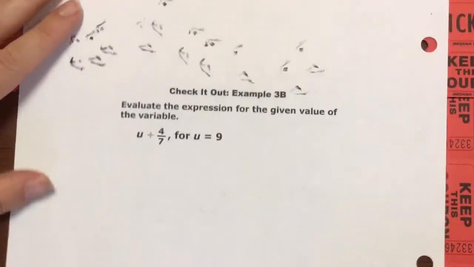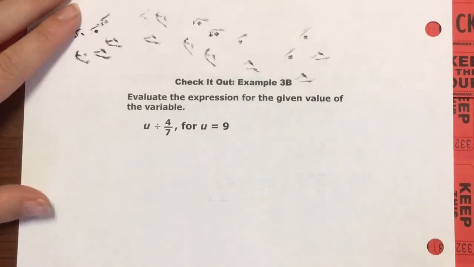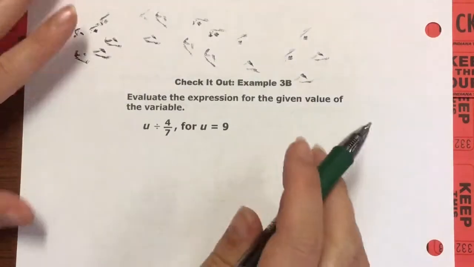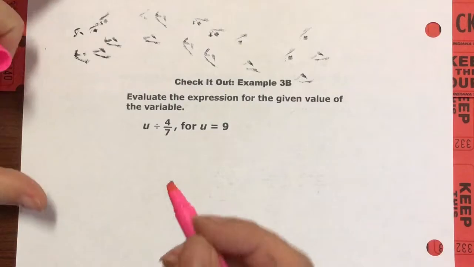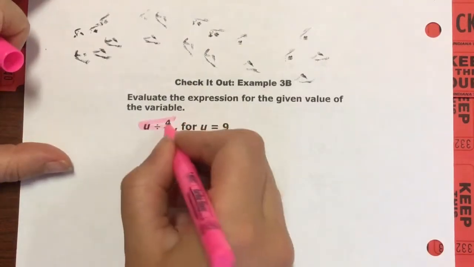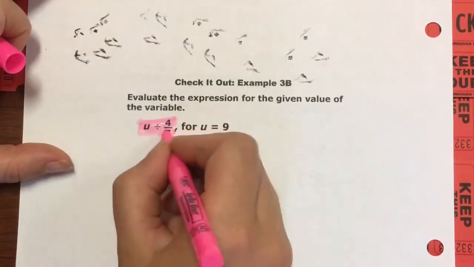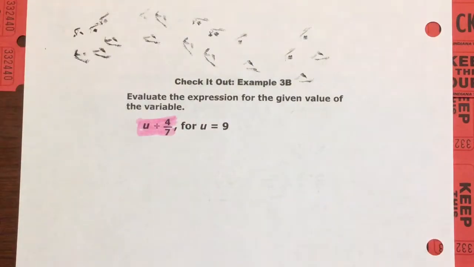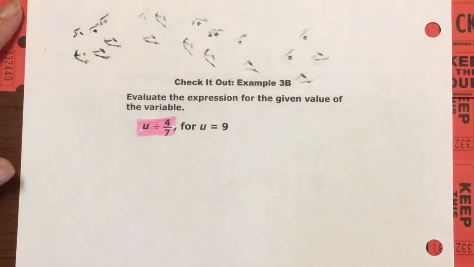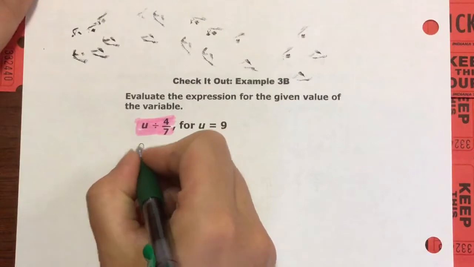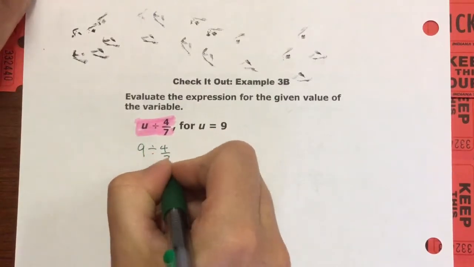Check It Out Example 3B. Okay, we're going to evaluate the expression. This is the wonderful expression of u divided by 4/7. There it is. It's so lovely. It's an expression because it has no equal sign. That's why it's an expression. And we're going to do it for u equals 9. So instead of writing u, I'm going to write 9. 9 divided by 4/7.